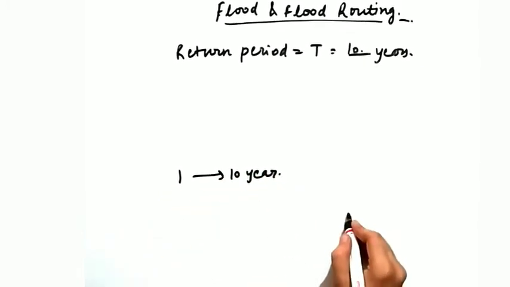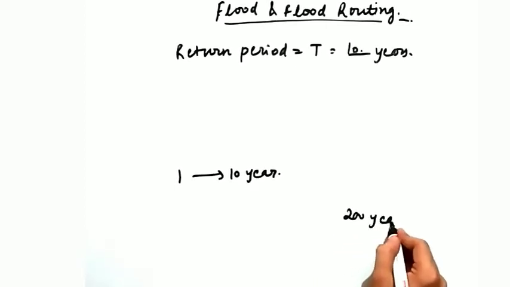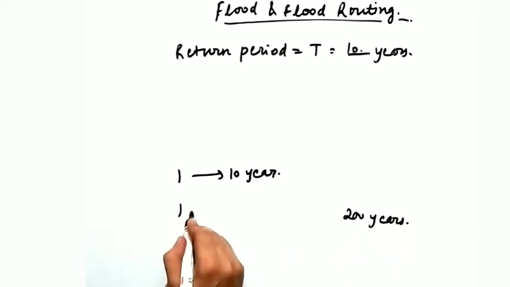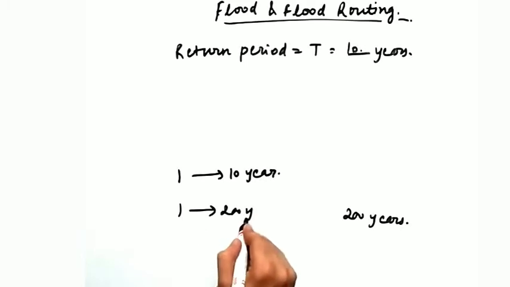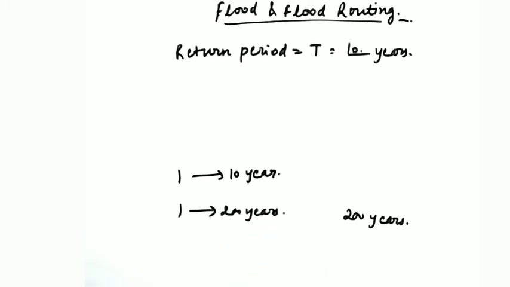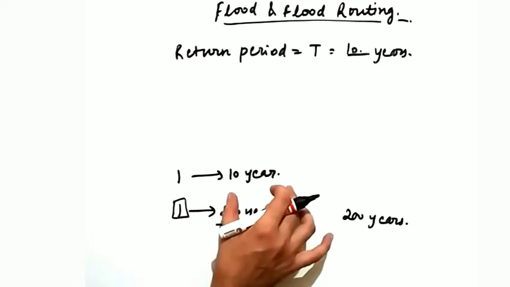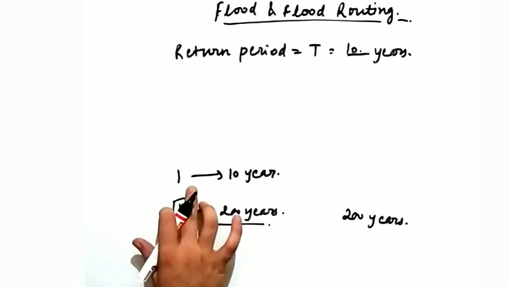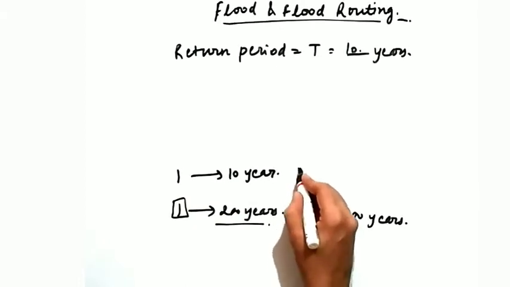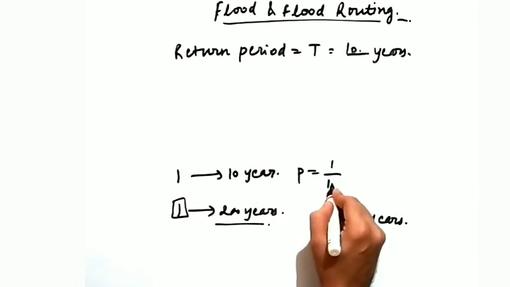Similarly, a flood with a return period of 200 years will mean that it will come once in 200 years. This is an interpreted possibility. So you can interpret that the flood which has such a low probability will come only once in 200 years. Hence, this particular flood will have lesser probability as compared to this flood. This flood has a probability that it will come only once in 10 years. So the probability can be calculated by once in 10 years.